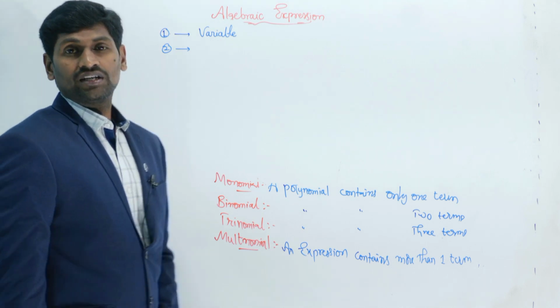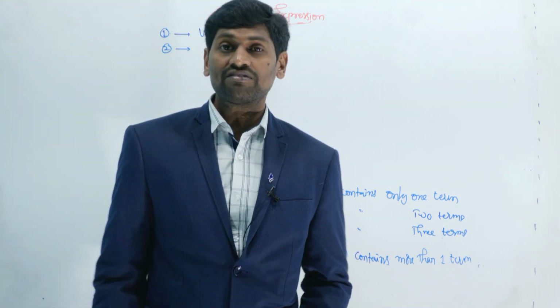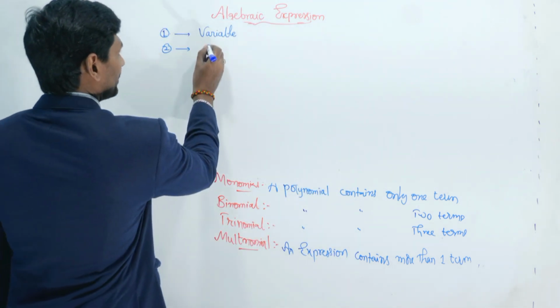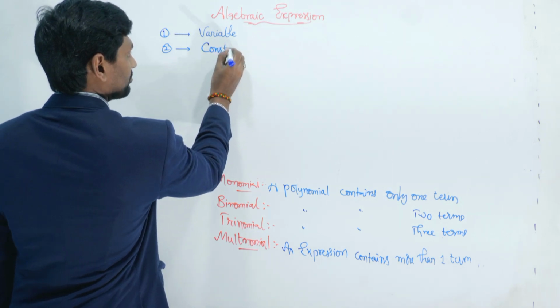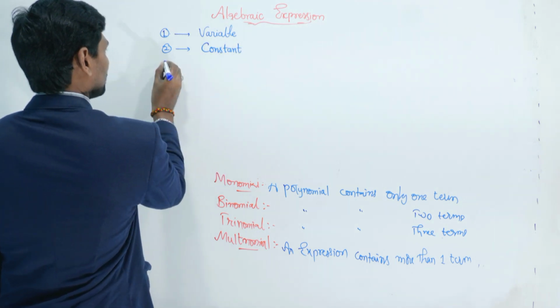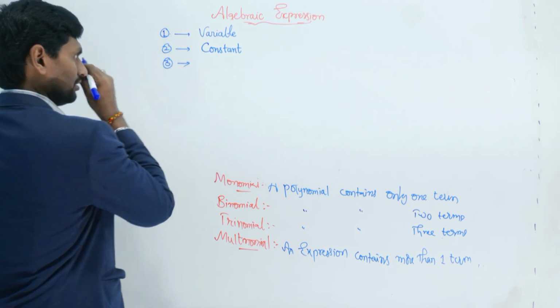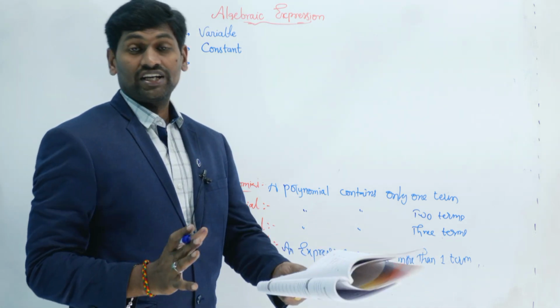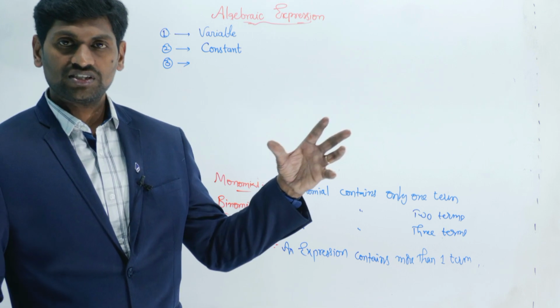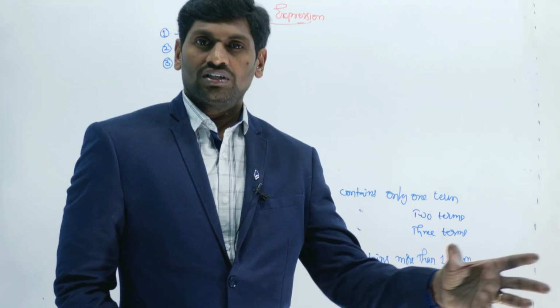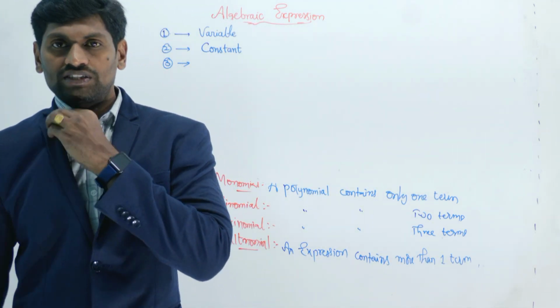Okay, second one: the number which is represented for the fixed values. Fixed values never change. Fixed values means constant. First one I did not identify 'various'. Various numerical values means variable. Only fixed values means constant.